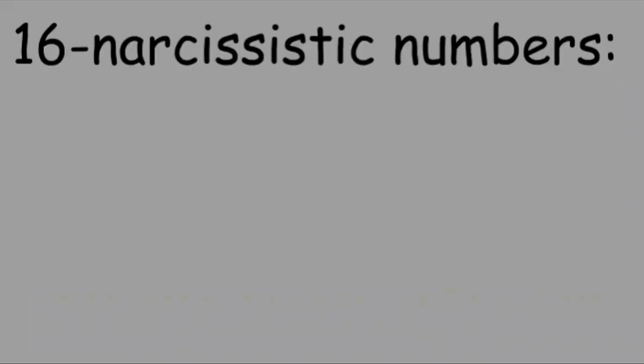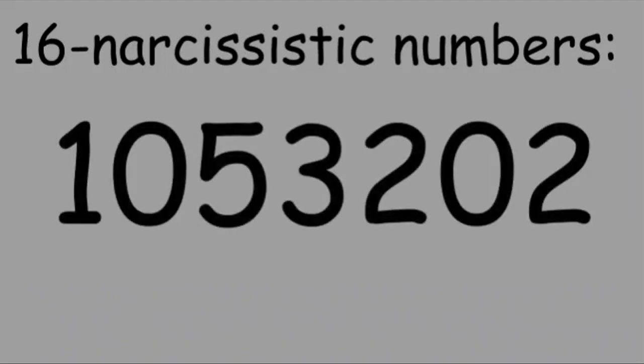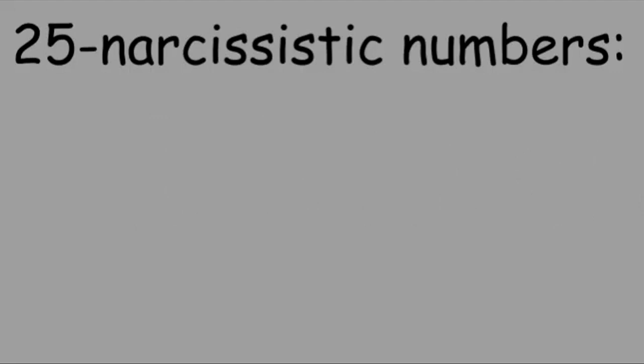Now for a speed round from 10 to 50. It's pretty dry until 16 narcissistic numbers, with 1,053,202 being the only one below 2 million. The next one after that is 25, with the relatively small 31,301, which is pretty impressive in terms of compactness. It might be a coincidence that these two are both squares, as in the n in the n-narcissistic numbers, but maybe not. Hopefully, though.